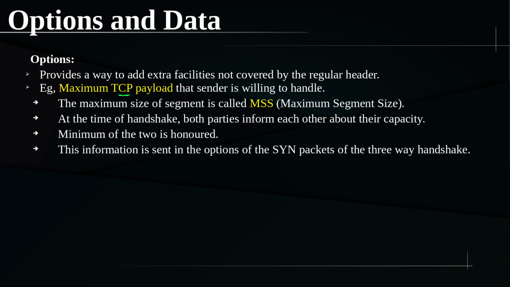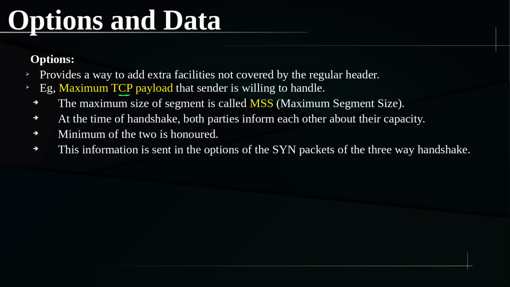At the time of the handshake, both parties inform each other about their capacity. Typically this option is communicated during the connection establishment phase only, by which each will come to know about their capacity, and the minimum of these two will be honored. Like A is saying that I have a maximum capacity of 500 bytes, and B is saying I have 300 bytes. So together they will fix 300 bytes, so that both will be happy with that, right? So that is one option, and this information is sent in the option field of the SYN packet, because SYN packets are used for connection establishment.